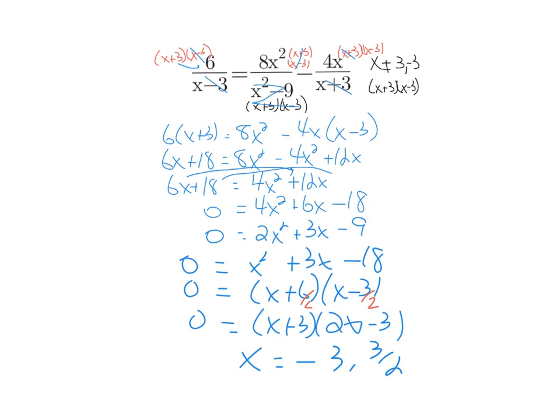But before I circle them or make it official, I need to look way back here where I started, and guess what? x cannot equal 3 or negative 3. So that means that negative 3 is extraneous. 3 halves is okay, so the only solution is 3 halves. That's why you must check your answer when you get done.